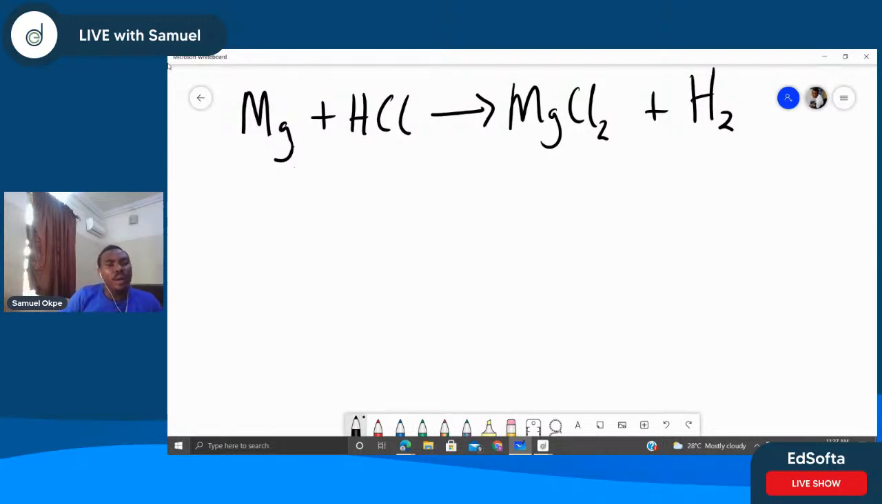So now, what would be our mole ratio? Is this balanced? No, because this is Cl2 and this is H2. There are two Cl here and two H here, but we have one H and one Cl on the other side. So how do we balance this equation? All we need to do is put 2 here, so that this will become 2H and 2Cl. Now that we know the equation, what is our mole ratio? Our mole ratio will be 1 to 2 to 1 to 1.